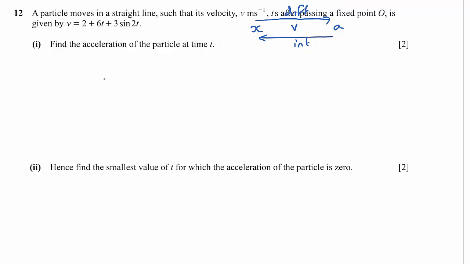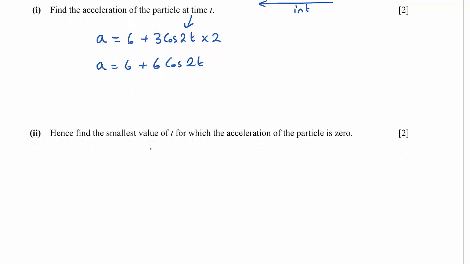So to get acceleration from velocity, we're just going to differentiate. So the 2 disappears, 6t becomes 6. Sine differentiates to cos, so we get 3 cos 2t. Don't forget the argument, the bit inside the cosine never changes. And then using the chain rule, we have to multiply by the differential of the inside function. So that gives me 6 plus 6 cos 2t.